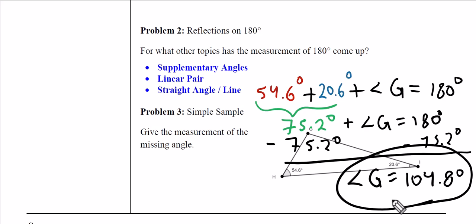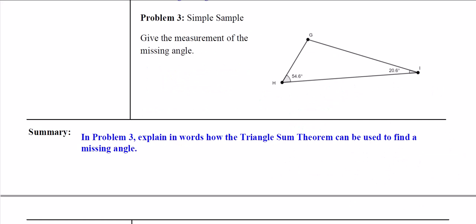Now, if you wanted to write this in words and simplify it, it pretty much is saying, hey, if I have two of the three angles, well, add them up and then subtract it from 180 to find your missing angle. For your summary, in problem 3, explain in words how the triangle sum theorem can be used to find a missing angle.